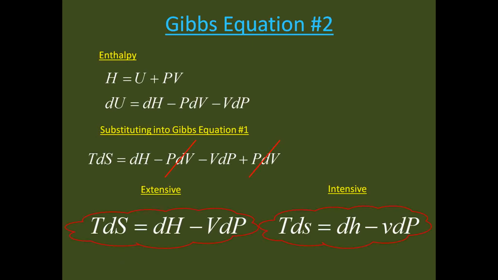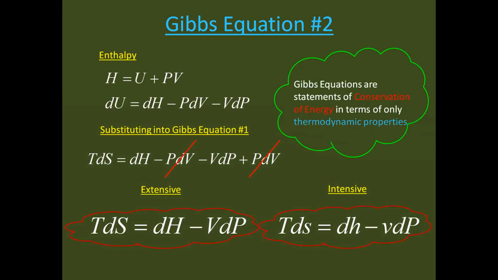So why do we have the Gibbs equations? Well, the Gibbs equations are statements of our conservation of energy in terms only of thermodynamic properties. So conservation of energy is comparing energy transferring into the system through work and heat transfer with the change in the energy states. What this allows us to do is define conservation of energy only in properties.